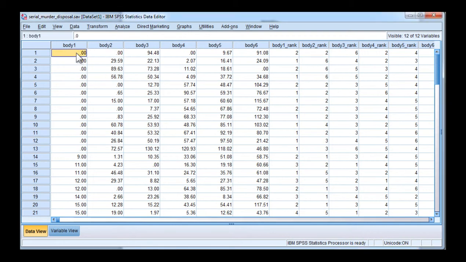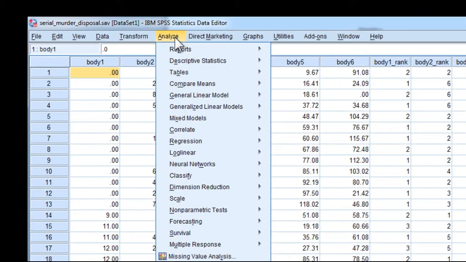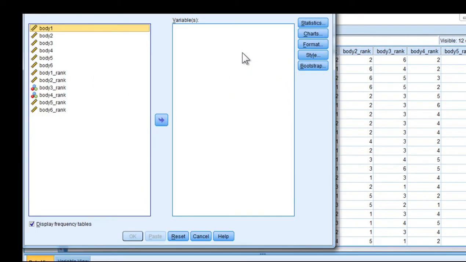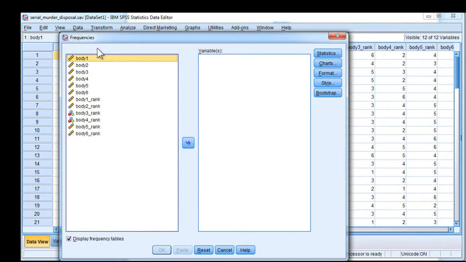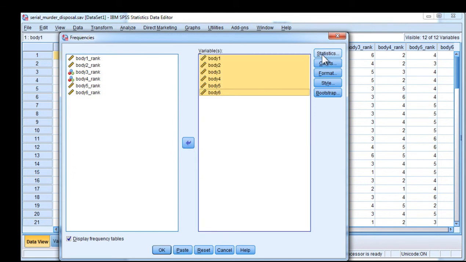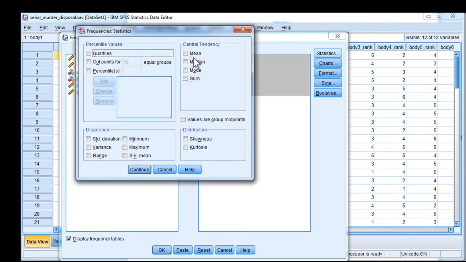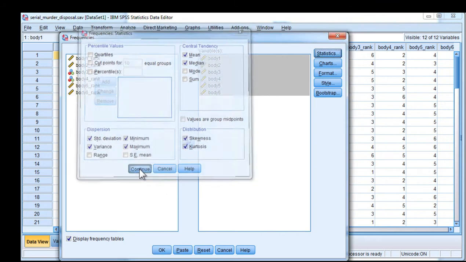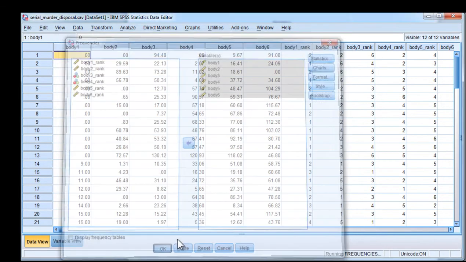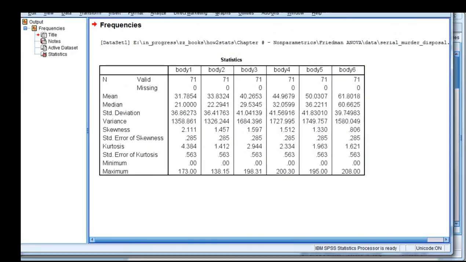So in this example, which is the serial murder disposal study, we can see that the data were actually quite substantially skewed. Particularly, from memory, it was body 1. So let's look at these data. These are the raw scores over here from body 1 to body 6. And we click on statistics to see some basic descriptives. And here we are with the descriptive statistics.